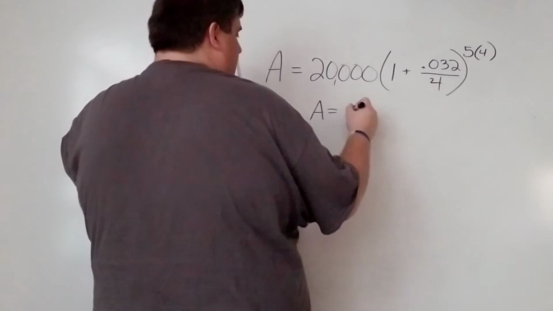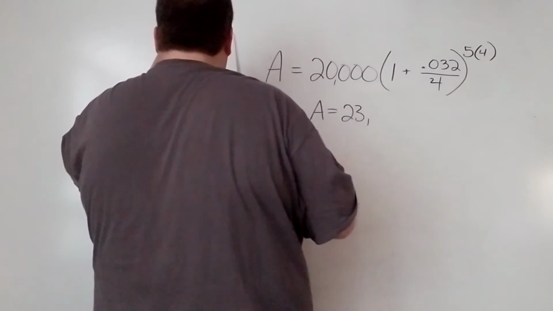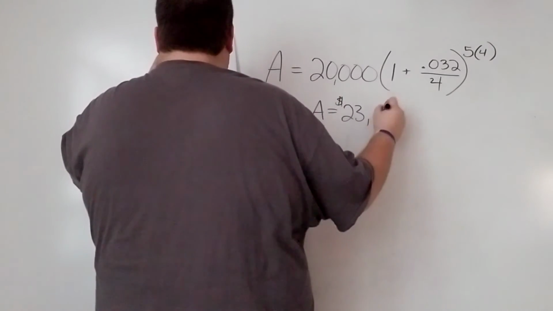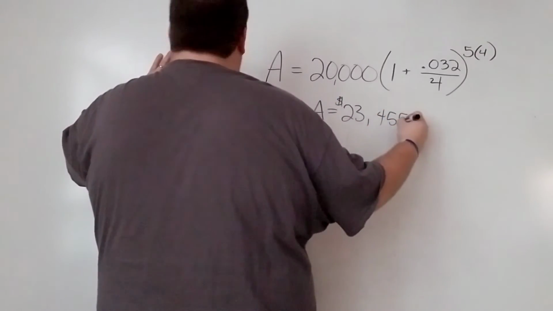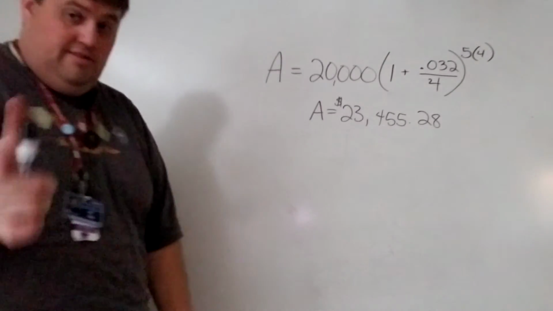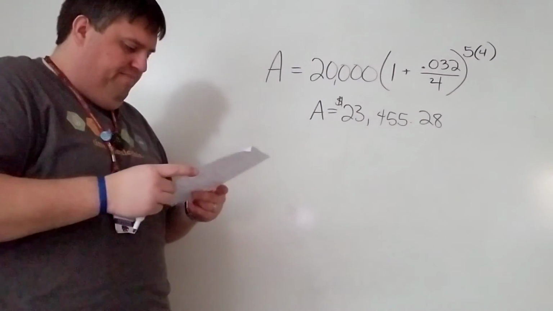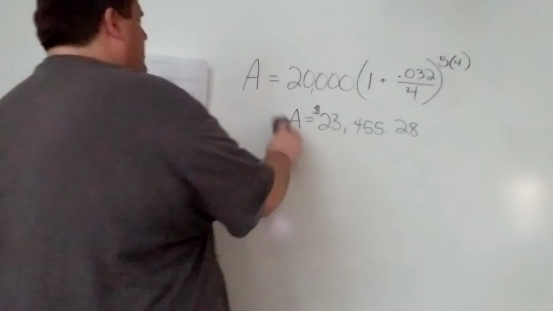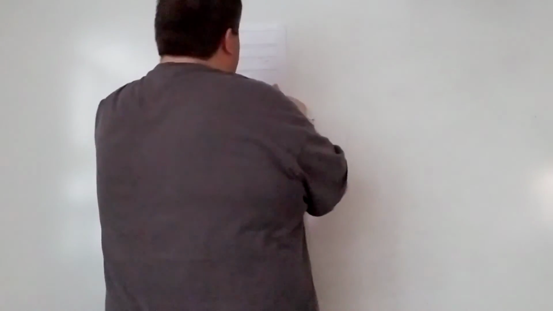And then when I solved it, I got $23,455.28. Don't forget that 28 cents. It's important, right? Okay, so there's the compound interest ones. And then, let's see what else we got. Population of tigers is decreasing. So there's our keyword. We know this is exponential decay because it's decreasing.